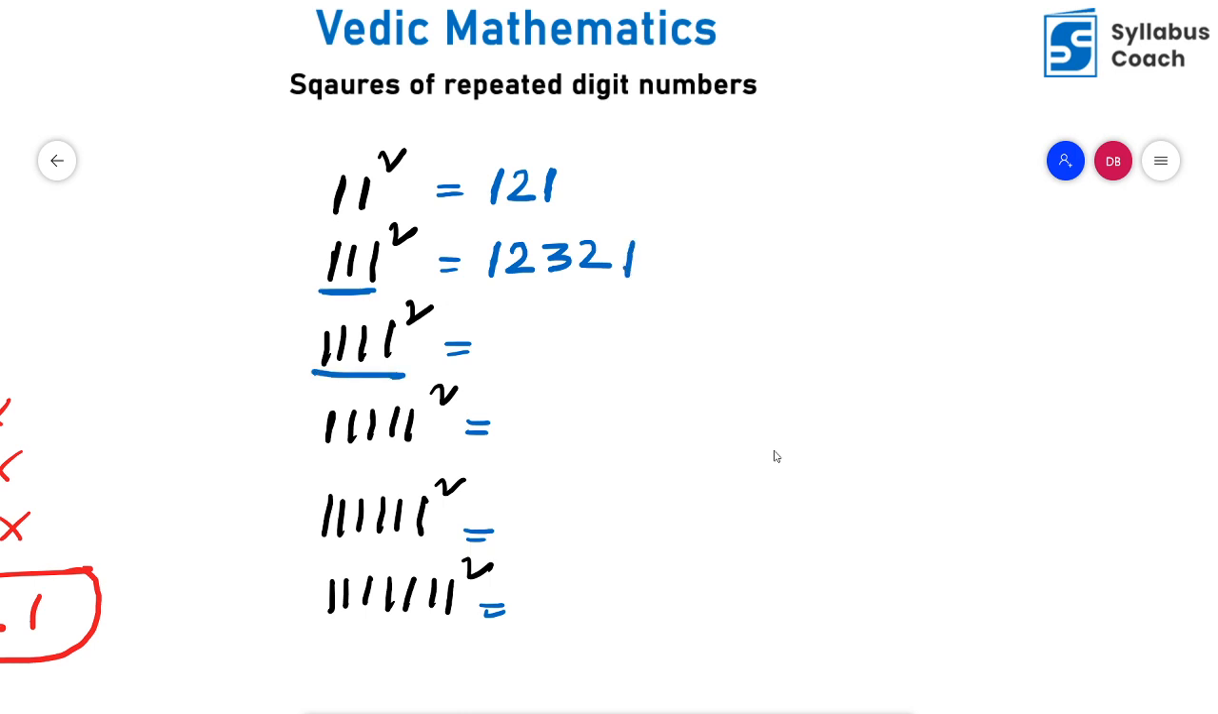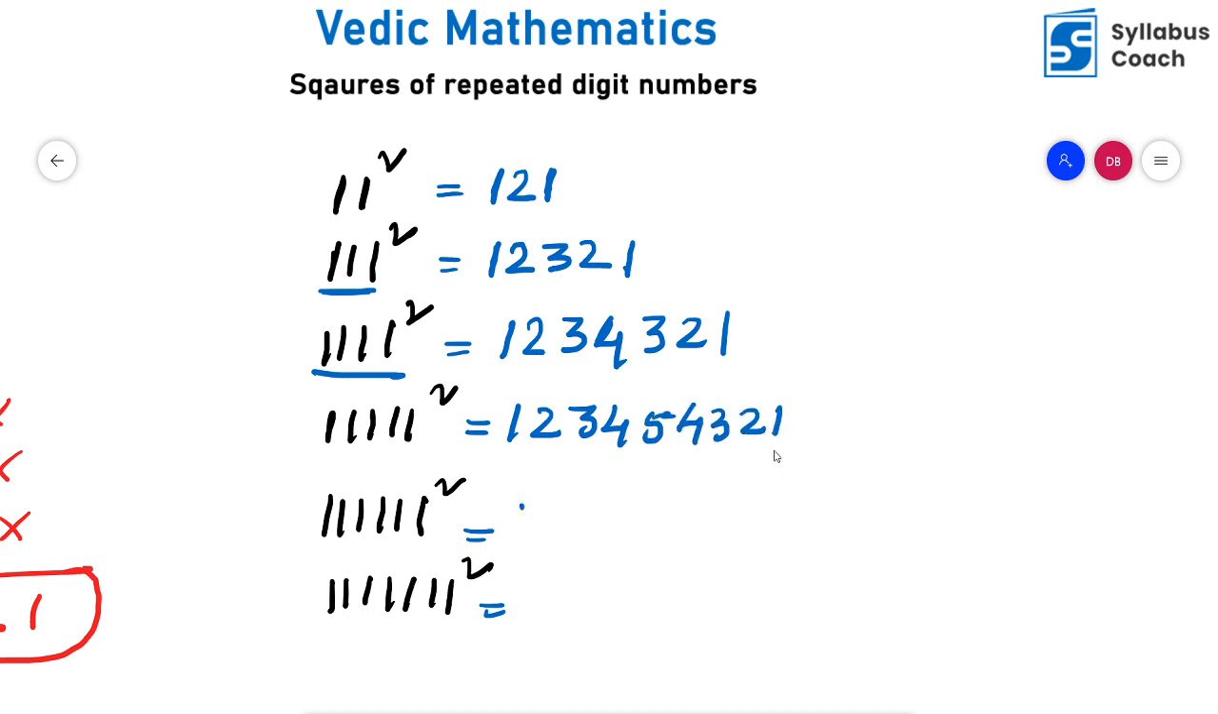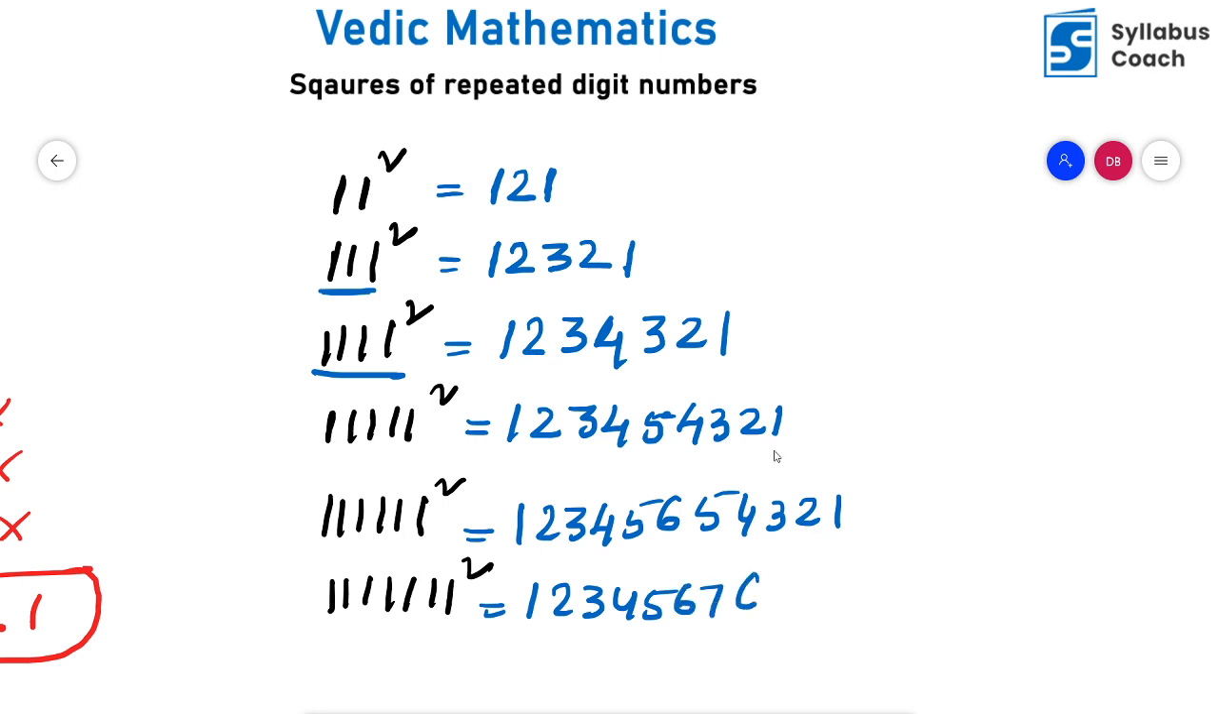Now you have 4 digits, so write 4 digits from beginning. 1 2 3 4, and now reverse the order, which is 3 2 and 1. Simple. Now 5 digits. 1 2 3 4 and 5. Now 4 3 2 and 1. Simple. Now 1 2 3 4 5 6, and then 5 4 3 2 and 1. Simple, isn't it? And the last thing, 1 2 3 4 5 6 7, and then 6 5 4 3 2 1. So this is how we solve these kind of questions, right?